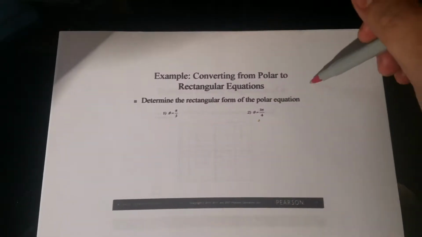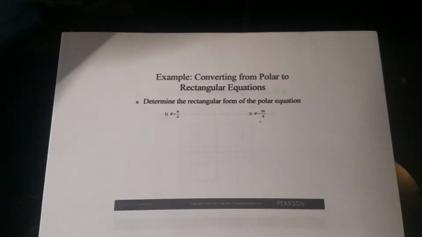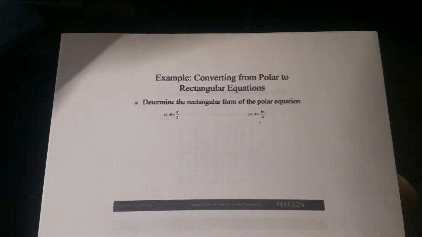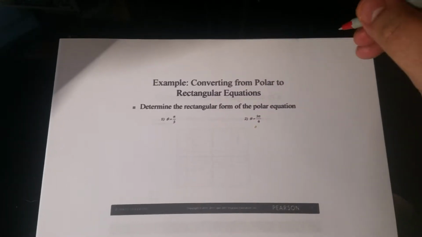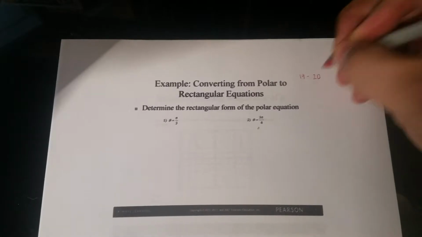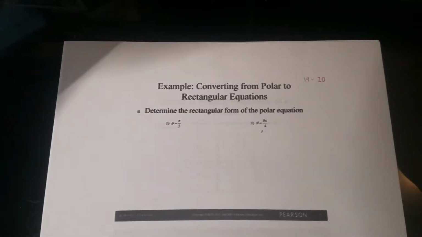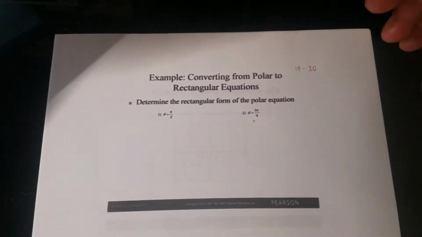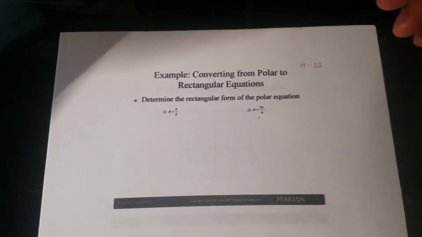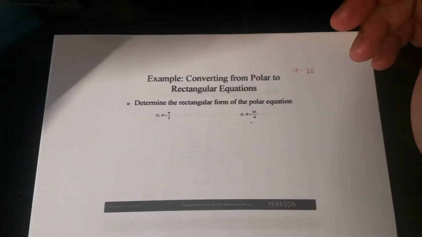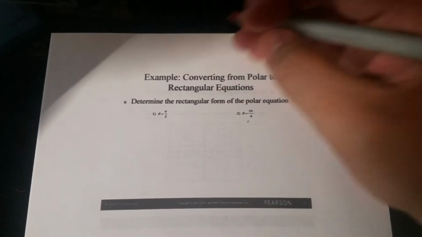I'm going to go ahead and indicate over here what questions these are. This is where we left off on the first day. The questions I'm about to go over are questions number 19 and number 20 on your review sheet. Here they're asking us to find the rectangular form of the polar equation. Like last time, the relationship I want to use is this one right here.